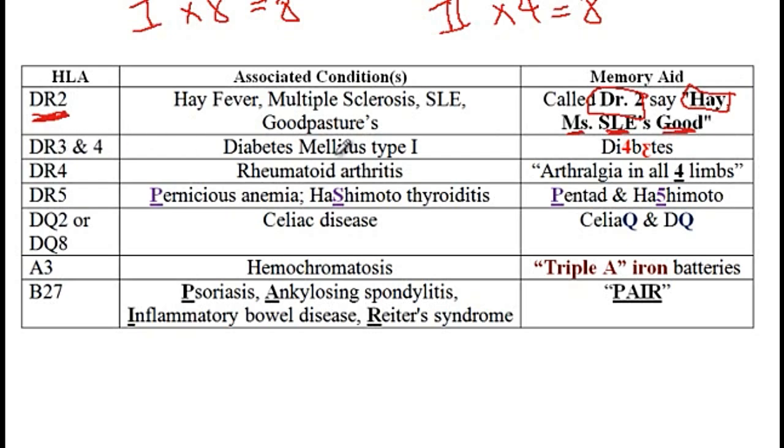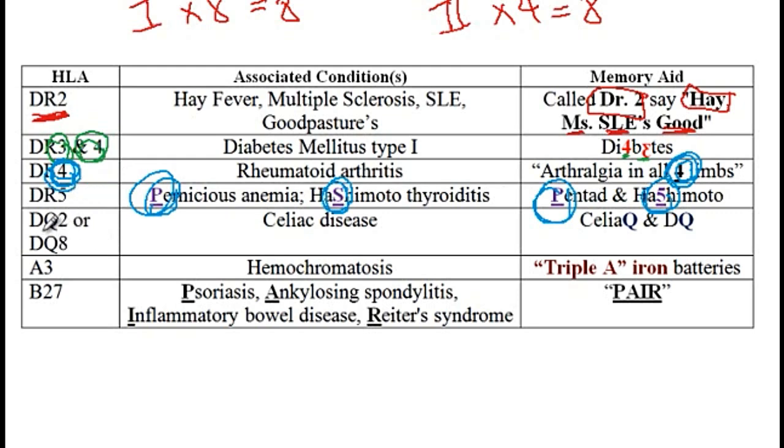The next condition is diabetes mellitus type 1, and DR3 and DR4 associated with that. So how you can see that you can write diabetes with number 4 and number 3 embedded in it. For DR4 alone, I'm thinking of we have 4 limbs. So rheumatoid arthritis, where there is arthralgia in all 4 limbs, is associated with DR4. As for DR5, you can think of pentad. So 5 goes for pentad for pernicious anemia. And then Hashimoto, the S could be another 5 that is embedded. So everything is linked to DR5.